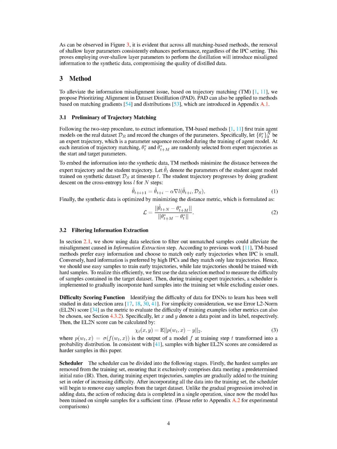Section Summary. In this section, we demonstrate that misalignment in information extraction and the use of shallow layer parameters negatively impact the quality of synthetic data, and we propose a method called prioritizing alignment in dataset distillation, PAD, to address these issues. We also introduce a difficulty scoring function, error L2 norm, EL2N, to effectively filter training samples based on their difficulty, ensuring that easier samples are used for early trajectories and harder samples for later ones.